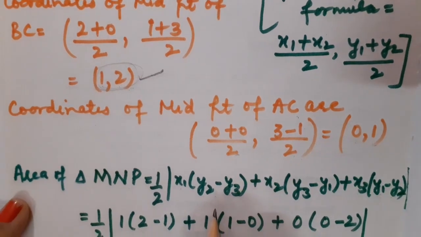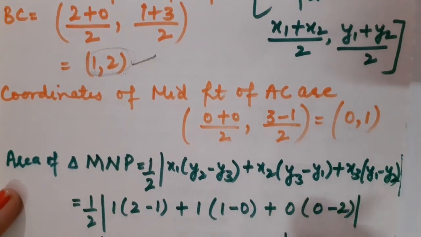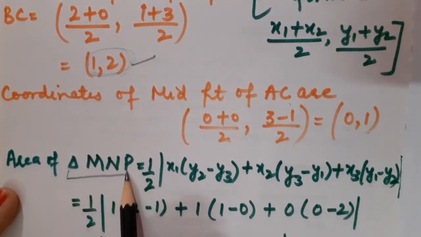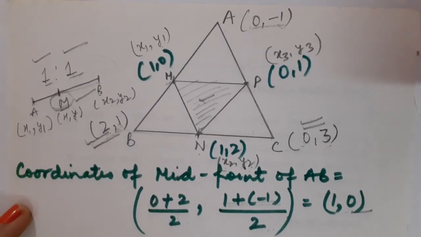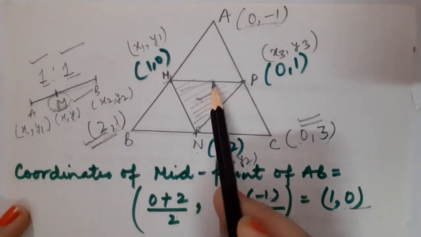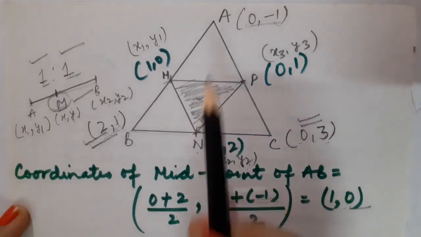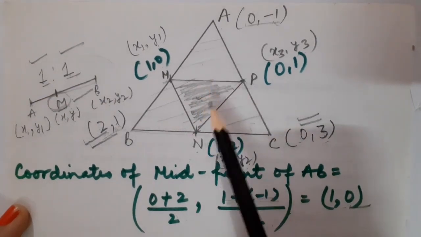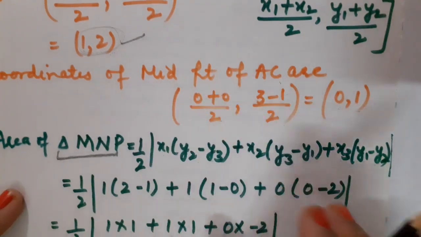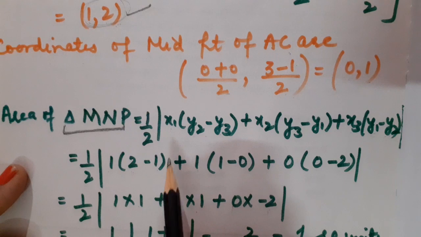Correct? Now children, one more thing is asked in the question, that we have to calculate the ratio of the area of this triangle, that is triangle MNP, which is basically made by joining the midpoints of all the three sides of a triangle, to the area of this complete bigger triangle, and ultimately we have to calculate their ratio. Fine, students? So area of triangle MNP, let us recall the formula.